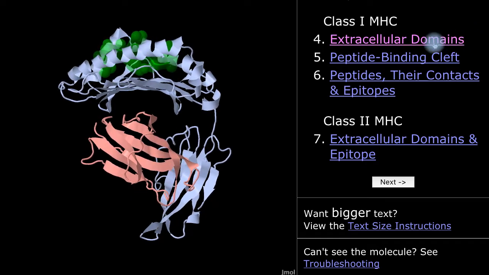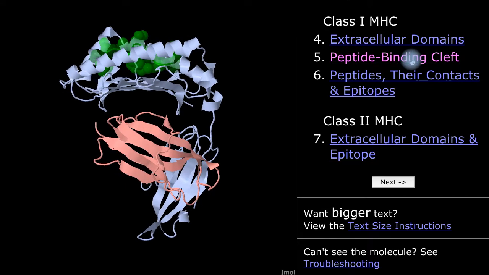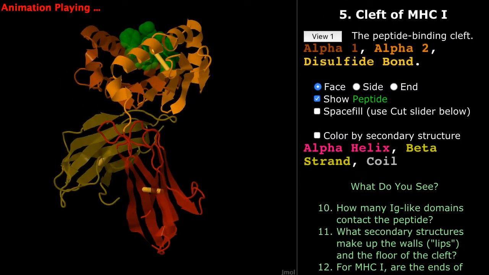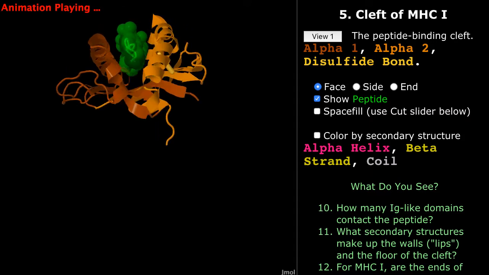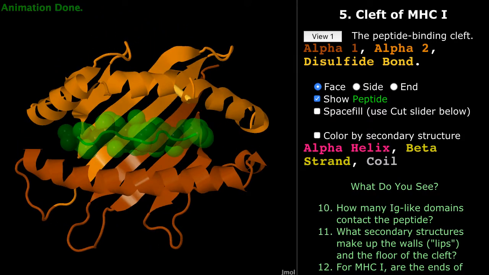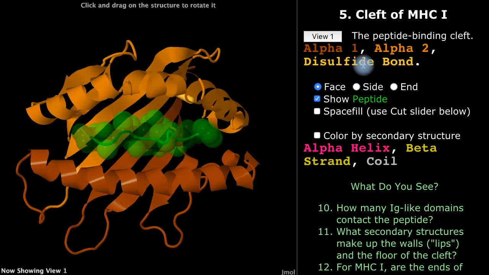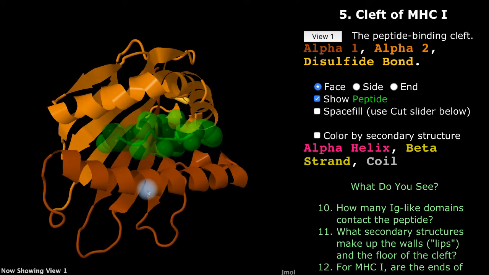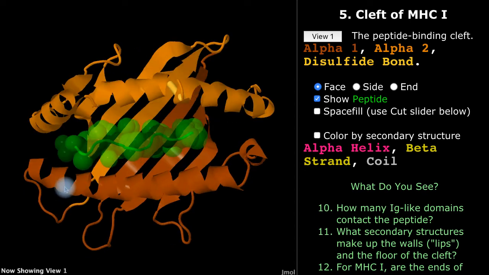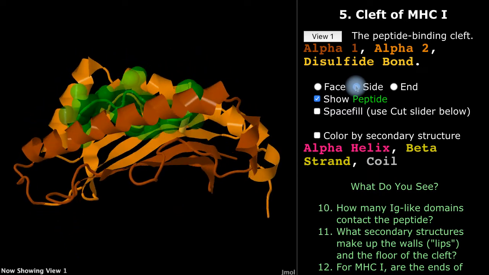Now that we've covered the extracellular domains of MHC, we'll look at the peptide binding cleft in a lot more detail. First, we'll hide the bottom two immunoglobulin-like domains and zoom in on the peptide binding cleft, which I've also called a socket or groove. Let's look at the peptide binding cleft from a number of different perspectives.